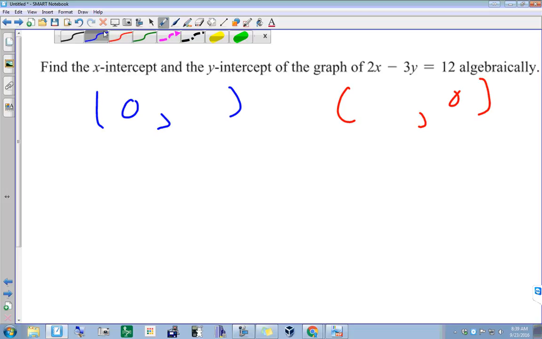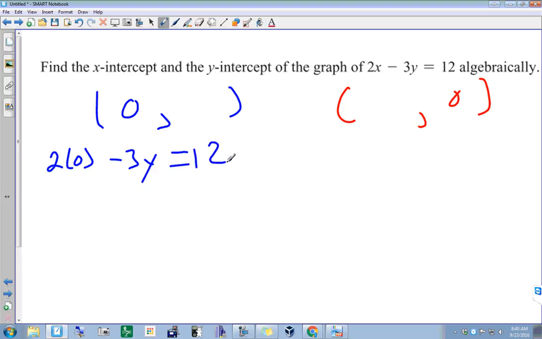So if I put 0 in for x, well, that's going to be 2 times 0 minus 3y is equal to 12. Do I even have to worry about this? No, it's multiplication by 0. Anything times 0 is 0. So really all I've got to worry about is dividing by -3, so y is equal to -4.